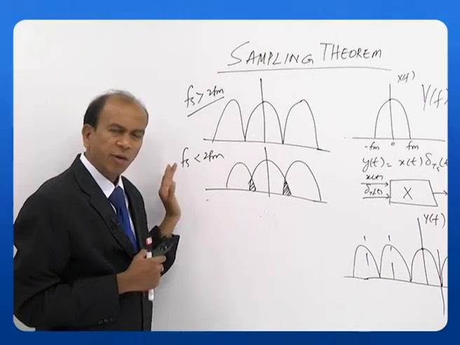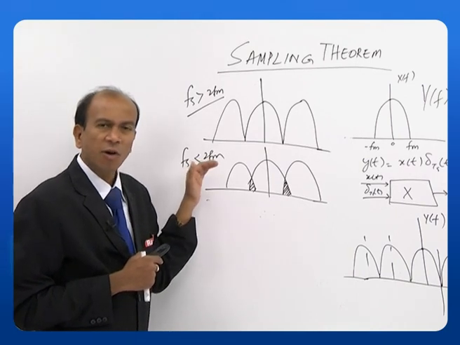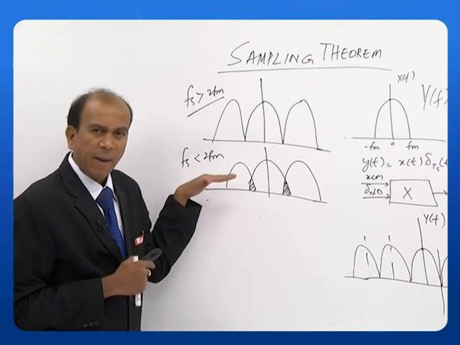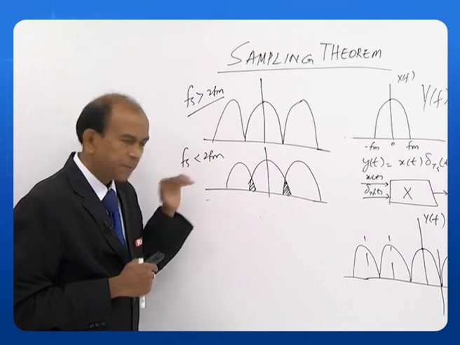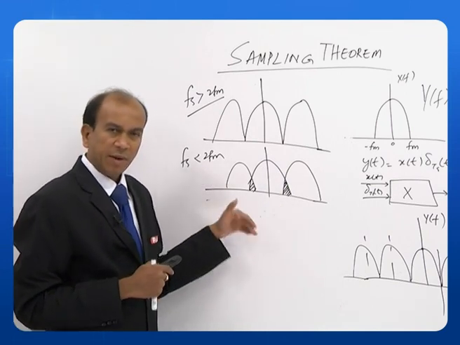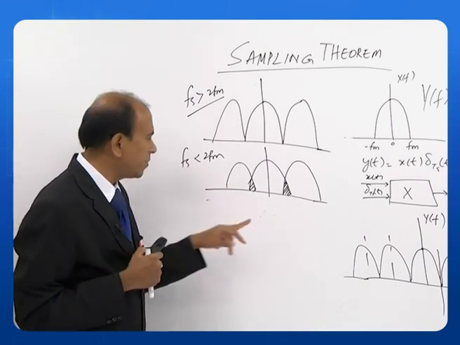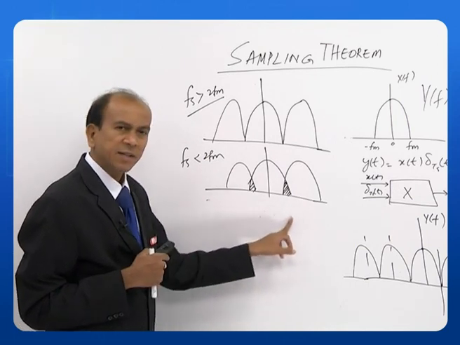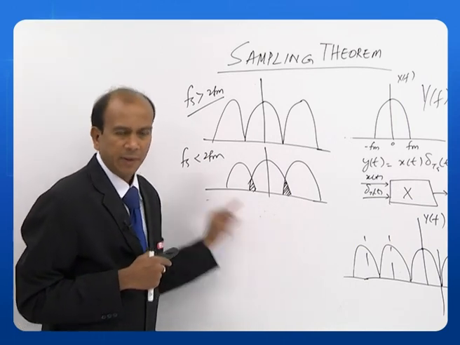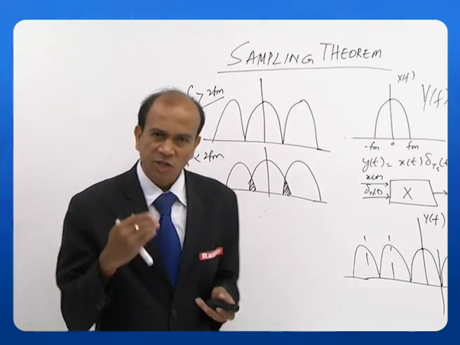So, if we ensure that the sampling frequency is always greater than twice the maximum frequency, then the distortion will not occur. But when I sample at a rate less than 2Fm, then I am losing some signal because of this overlapping. This results in distortion.